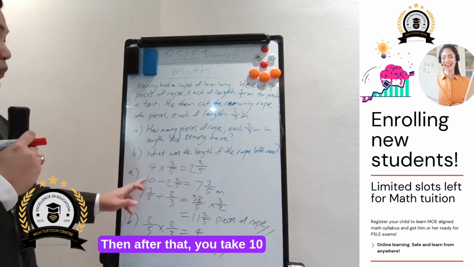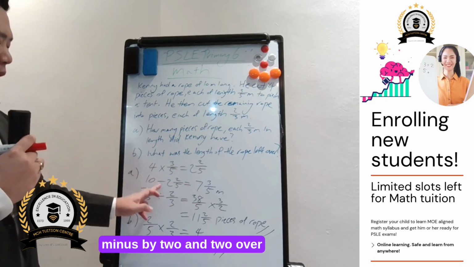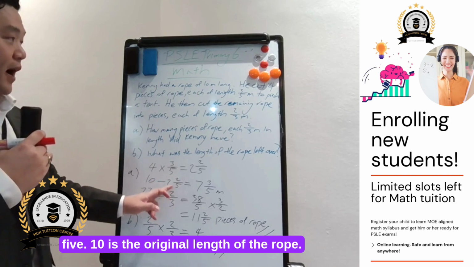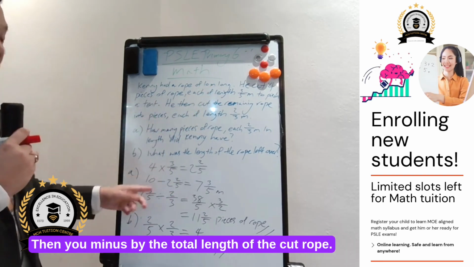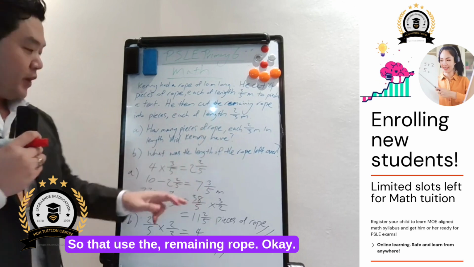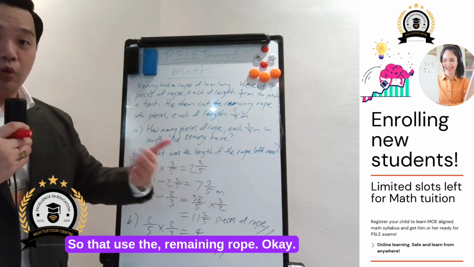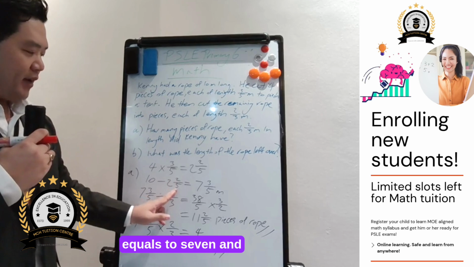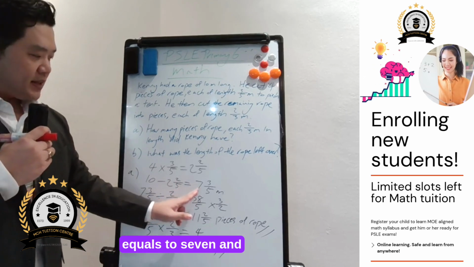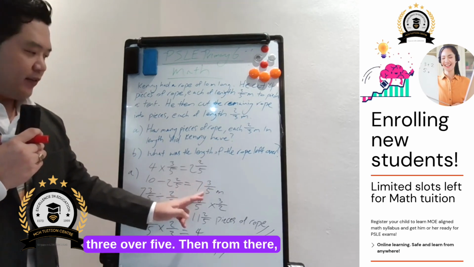Then after that, you take 10 minus 2 and 2/5. 10 is the original length of the rope. Then you minus the total length of the cut rope. So that yields the remaining rope. Okay? 10 minus 2 and 2/5 equals 7 and 3/5.